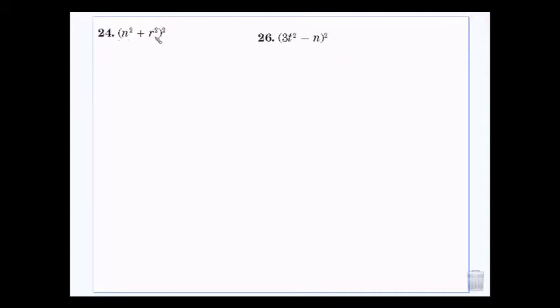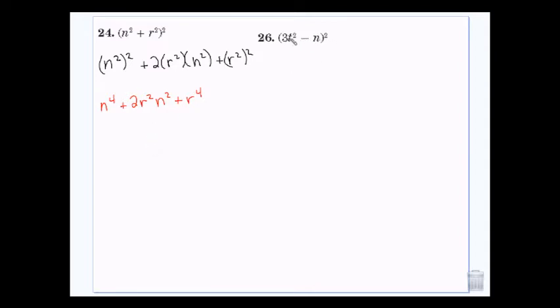There's already exponents in here, and I'm squaring it. This follows the pattern of a plus b squared. So I take the first number and I square it, and then I do 2 times the second number times the first number, and then I take the second number and I square it. Follows the same pattern. So I now have n to the 4th plus 2r squared n squared plus r to the 4th.